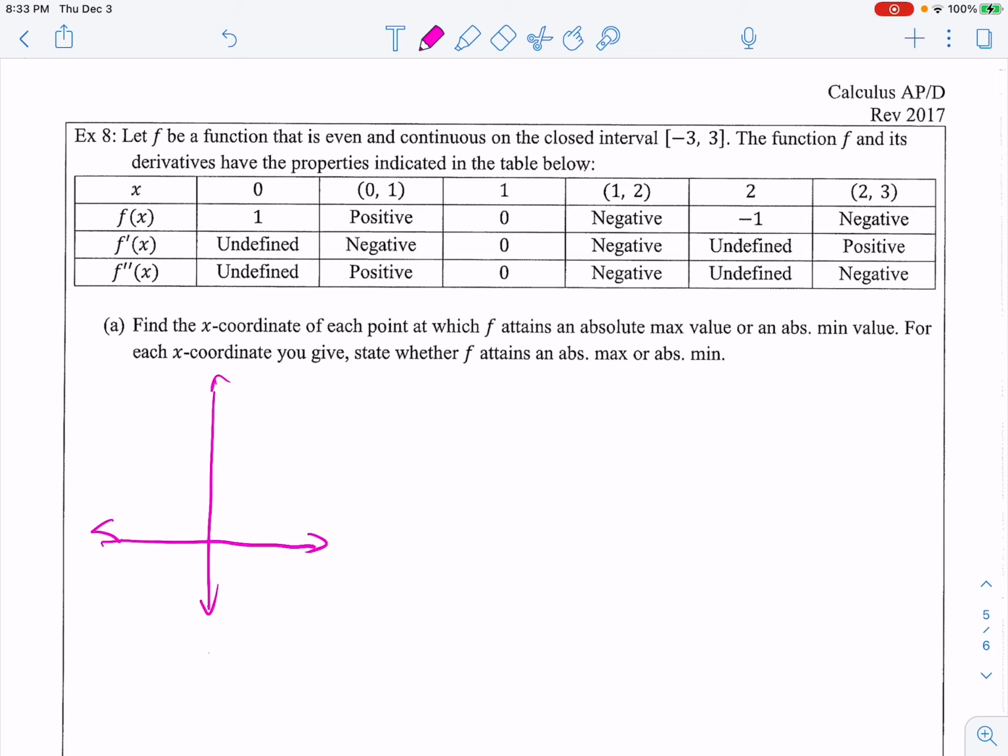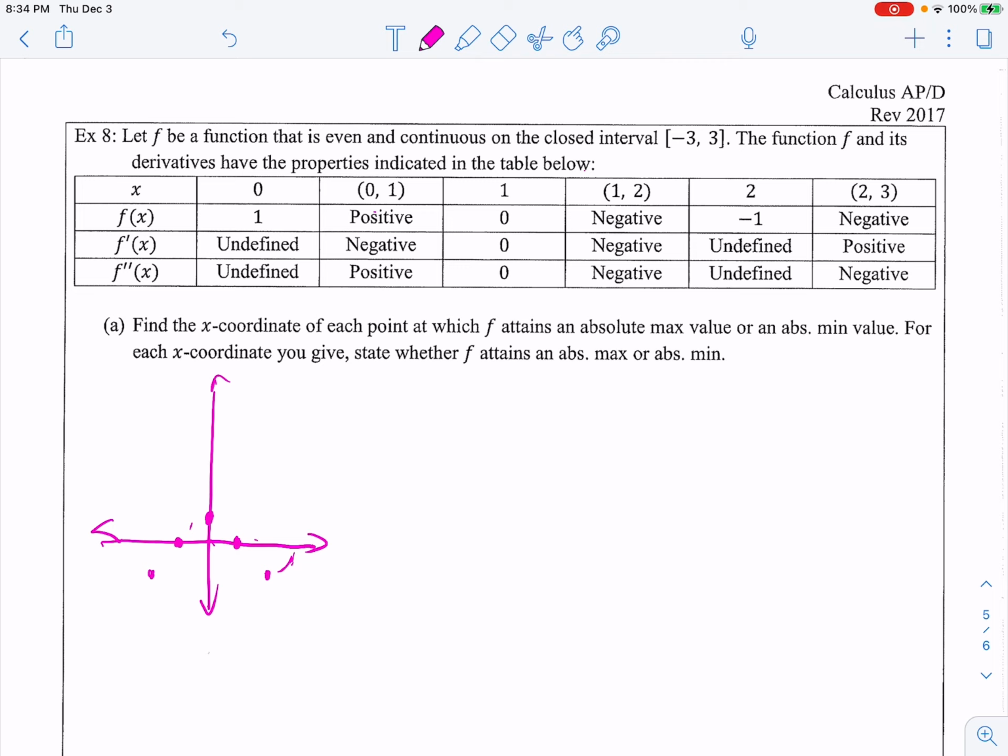Okay, so it's telling me at 0, this is at 1. At 1, we're at 0, so it is here also. At 2, it's at -1. And we don't know what happens at 3, except that we know it's negative. It's down here someplace. We don't know. And here, between 0 and 1, it's positive. And between 1 and 2, it's negative. All right? So this is going to be up here. These are down here. All righty.